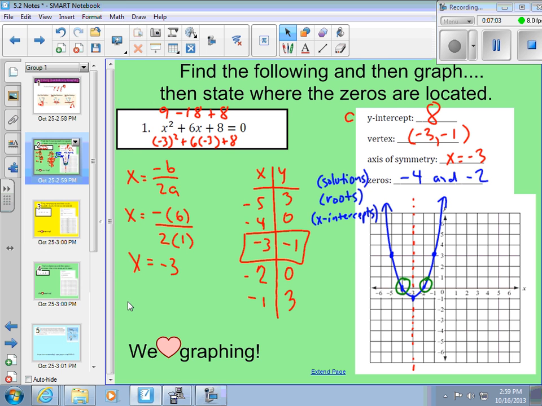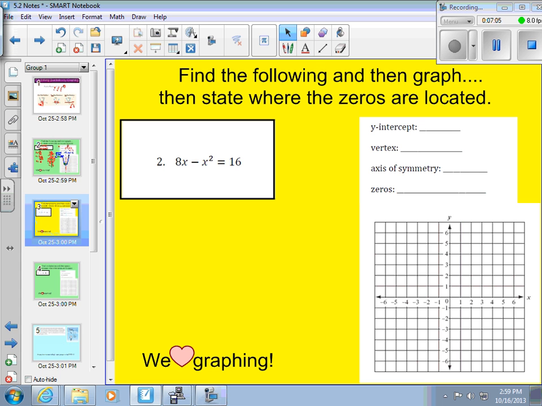All right, for tomorrow, I want you to try out number 2 here. Now, one thing you might want to do when you're doing this problem to help you out a little bit is maybe solve this one and get it equal to 0 first. So get it in that form, ax squared plus bx plus c, before you do it, and then see if you can graph it out and find that one.